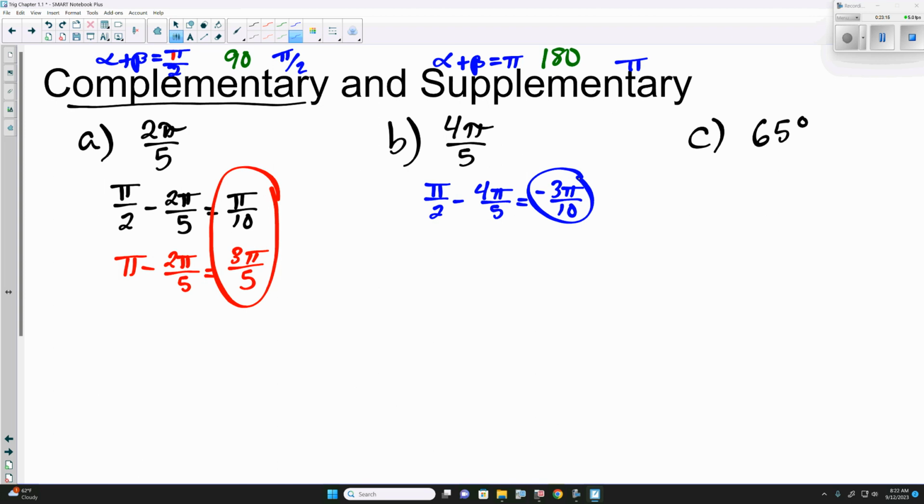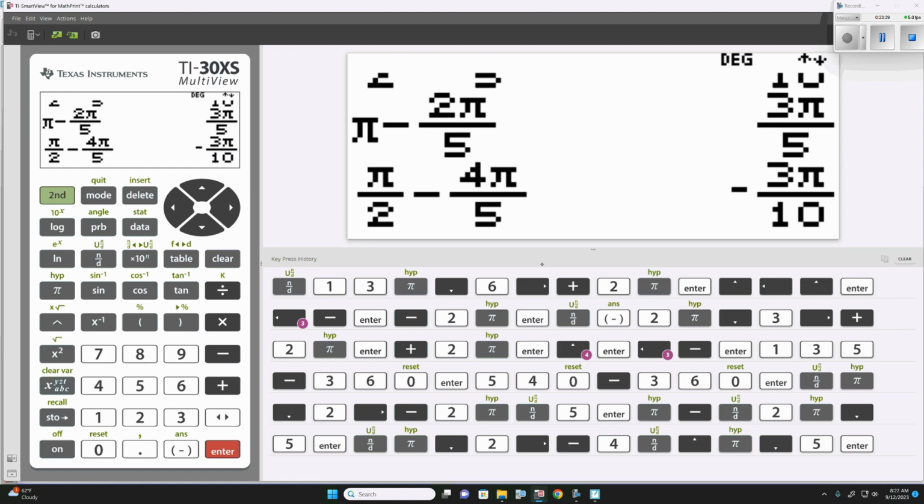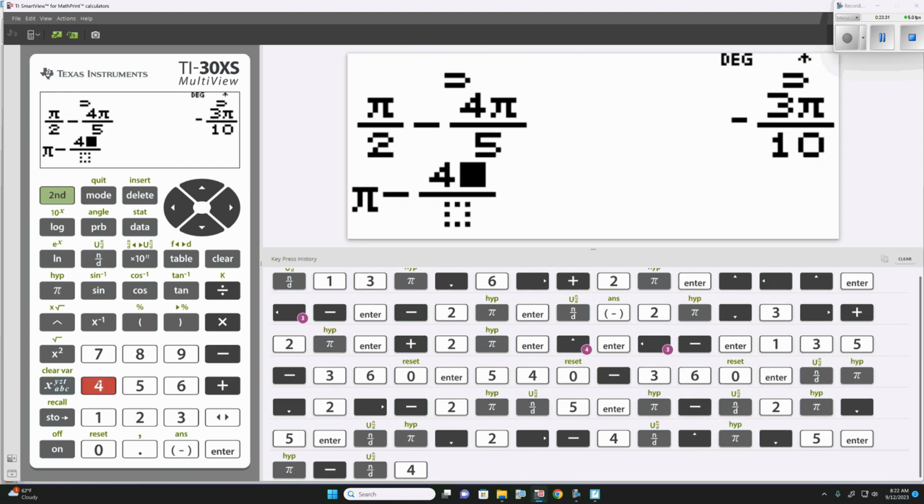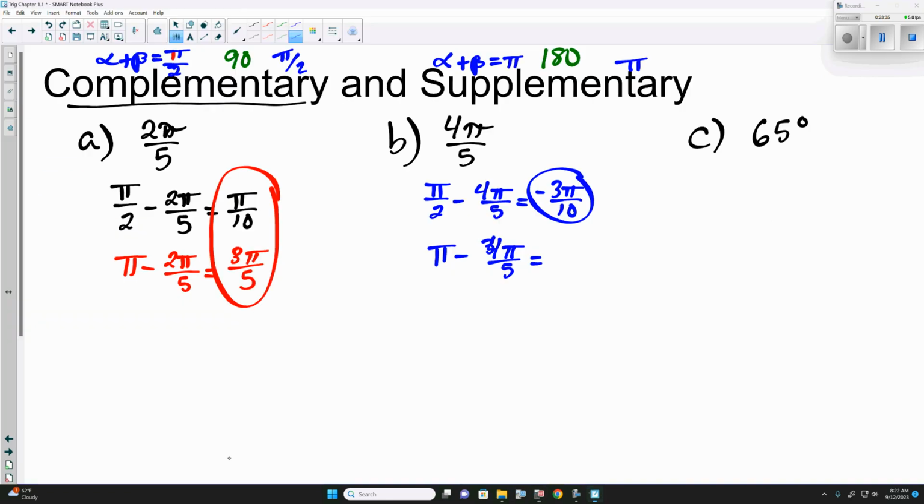So there will be some that we look at that actually don't have a complement, but it will have a supplement. So we can do pi minus 4 pi over 5, which is pi over 5. So there is no complement for B, but there is a supplement, which is pi over 5.